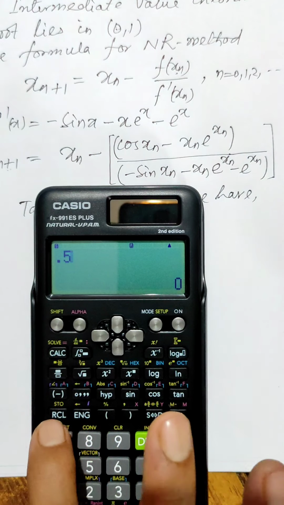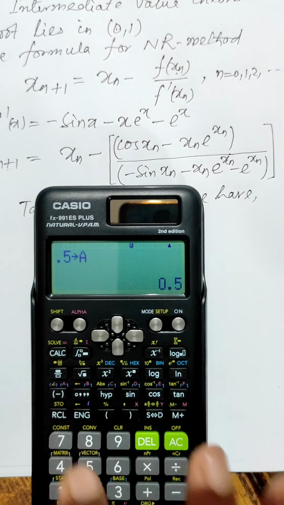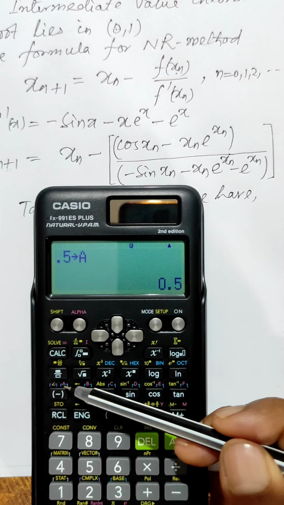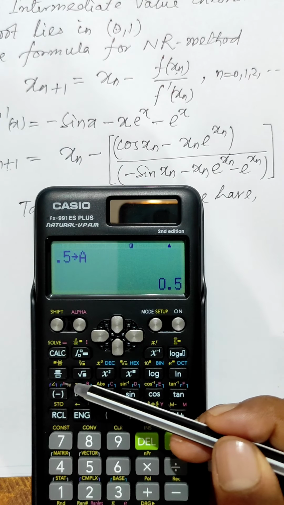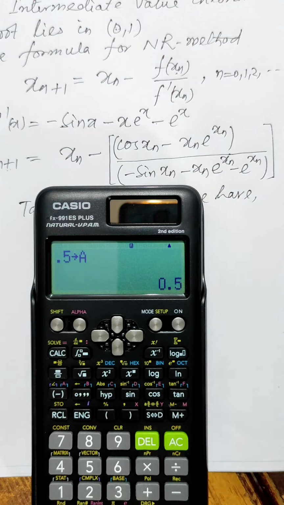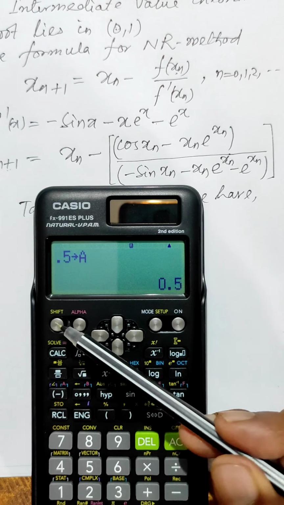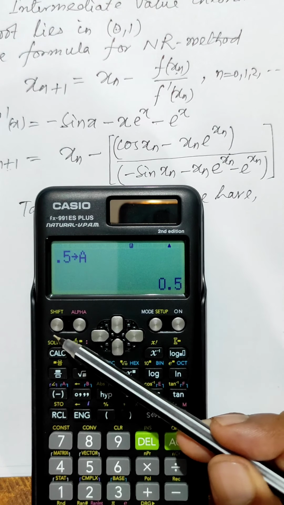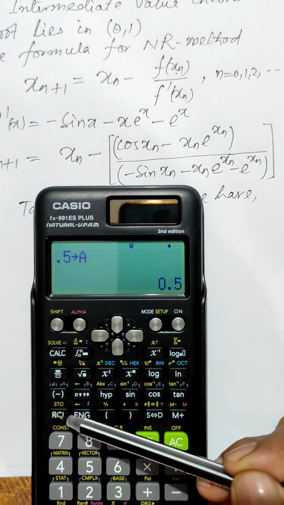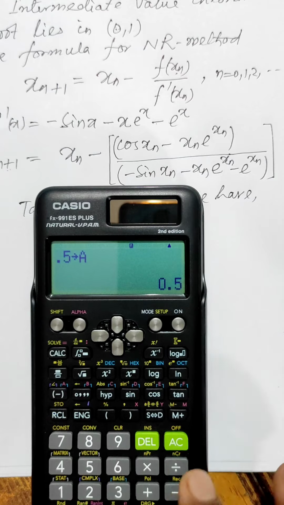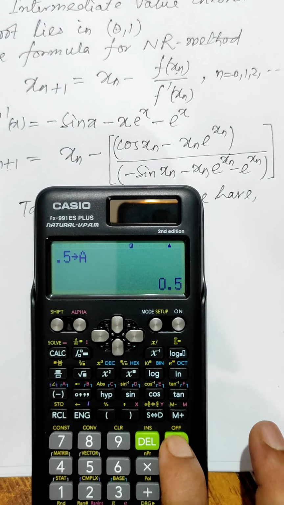Shift store A. That means in A, here A is there, I have stored the number 0.5. Clear? Because here store is in yellow color, I have used the shift key. After using the shift key, press the store key, then A. Clear? So I have stored the number in A.